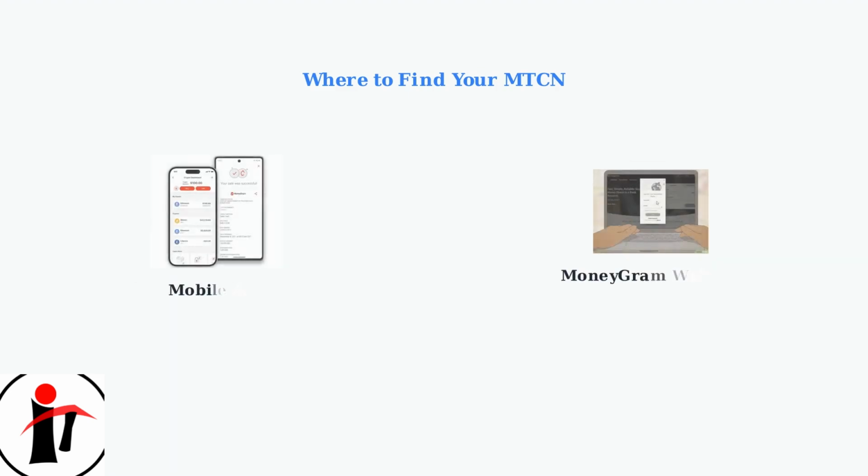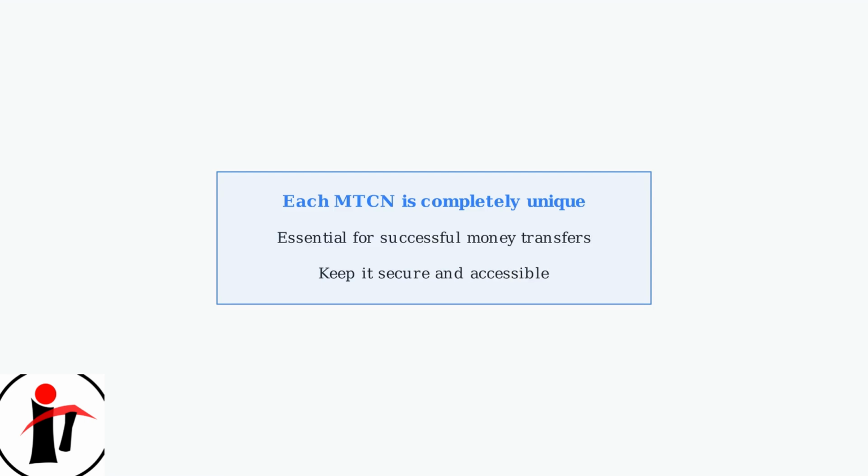The MoneyGram mobile app and website also provide access to your MTCN through your transaction history. Simply log into your account to view all your transfer details. Remember, each MTCN is completely unique to your transaction. It's essential for successful money transfers, so keep it secure and easily accessible when needed.